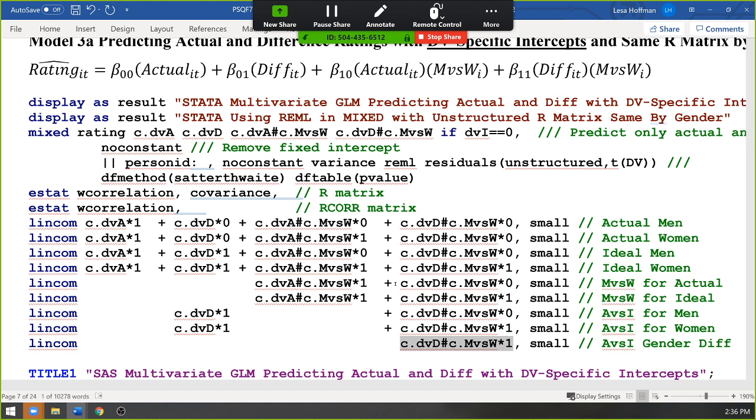Because one is a linear combination of the others. It's redundant. Yep, exactly. So for the same reason that I can get to ideal if I have actual and difference, I can't put ideal in the model. And I had another reviewer story.